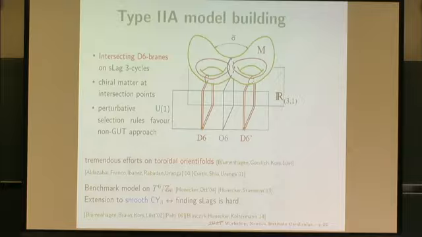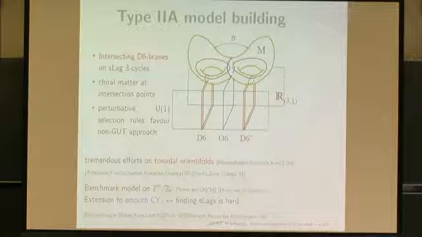And finally, very quickly, type 2A model building. This is just the sister of type 2B and F theory. We have, instead of type 7 branes, of course, intersecting D6 branes with chiral matter at the intersection points. In the perturbative limit, just as in type 2B, due to extra perturbative selection rules, non-GUT approaches are favored, so either Pati-Salam models or direct standard model constructions.